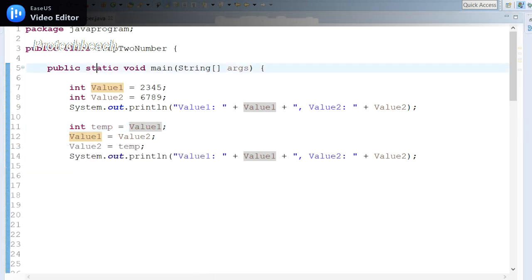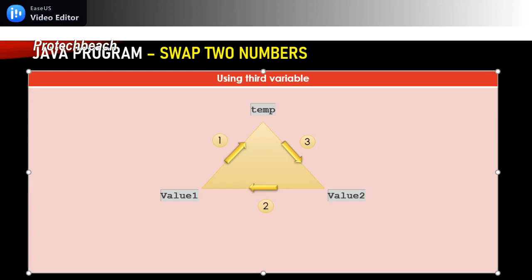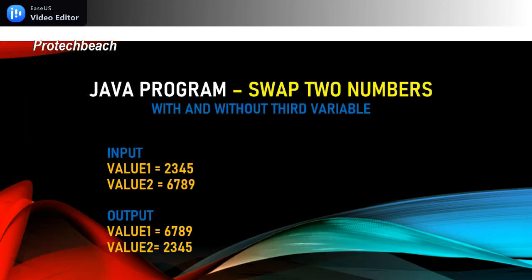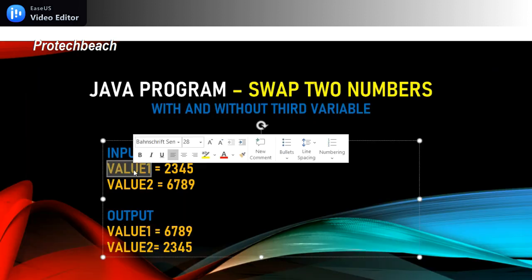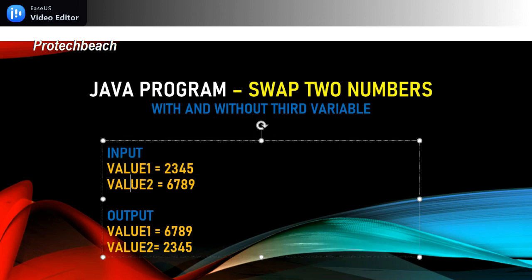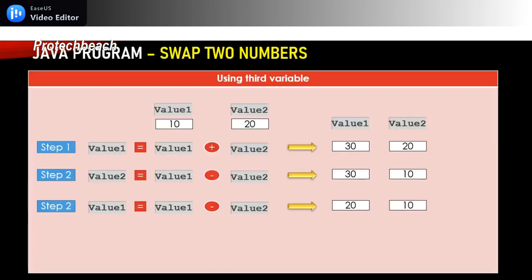Now we'll move to the next method, as we discussed here: without using the third variable, by using the existing variables only. Suppose I have taken value 1 and value 2, without using the third variable, by using only the value 1 and value 2 variables, I need to swap these two numbers. So how can we do that? We'll see that now by looking at this diagram.